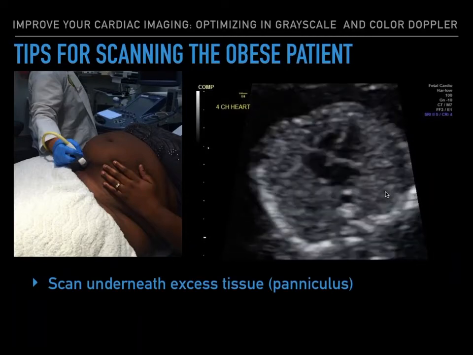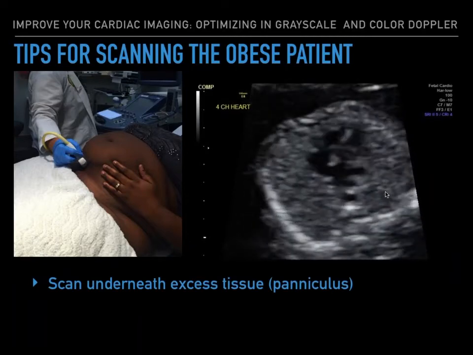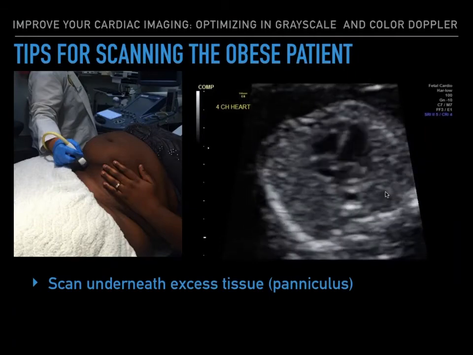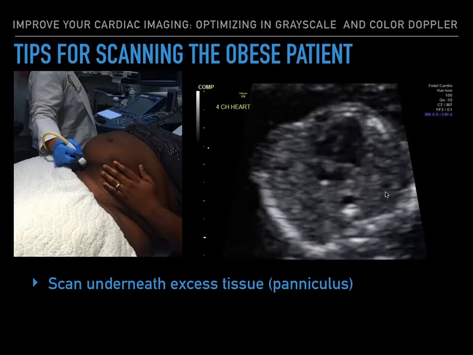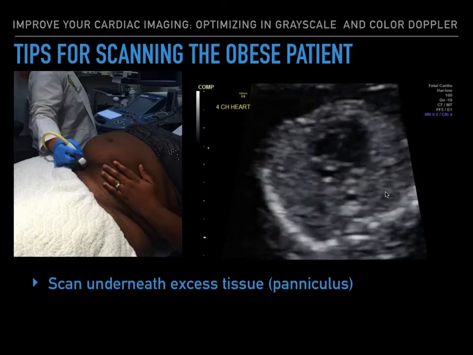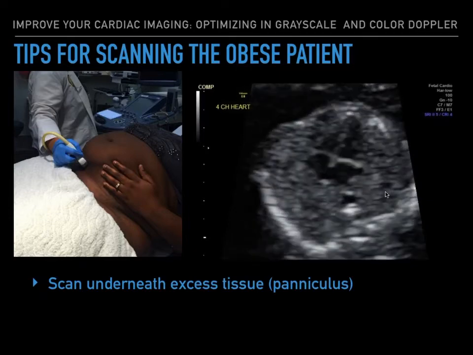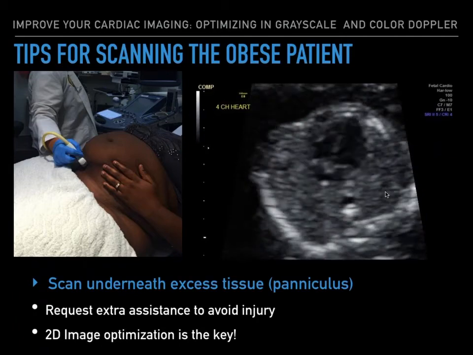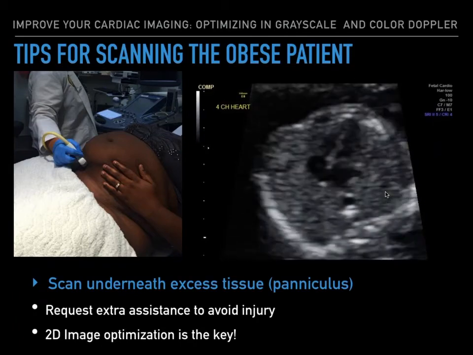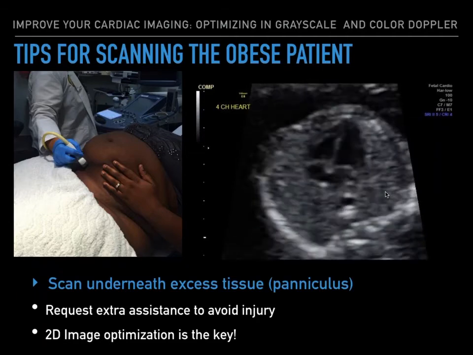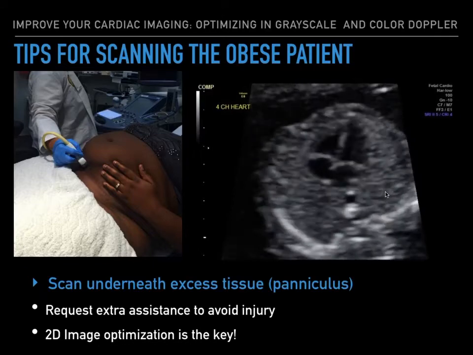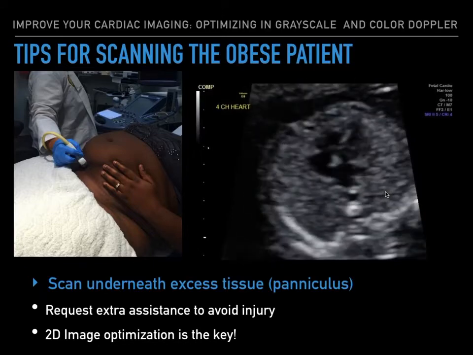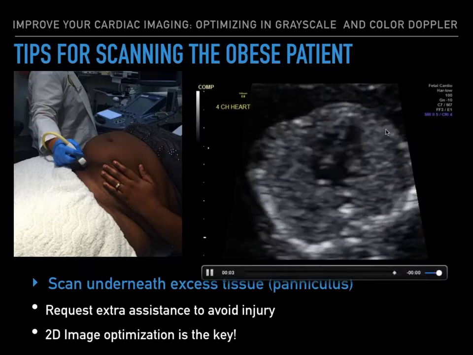The main difficulty arises when the size of the extra tissue increases the distance between the transducer and fetal anatomy, therefore degrading resolution. Here are just a few helpful techniques that reduce the distance and improve 2D optimization. One you could do is actually scan underneath the excess tissue. You want to request extra assistance, of course, to avoid injury. You could ask the patient to lift up the extra tissue, or even an extra person to assist. Remember, you have to maximize your optimization skills and apply the DAZE technique. And here you could actually see the heart better as there is decreased imaging depth.